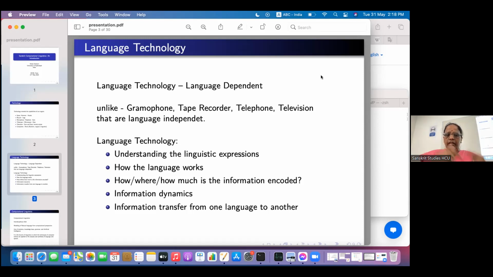Whereas in language technology, we are now processing the linguistic expressions. We are no more interested only in the phonemes, but in what those phones represent, what the combination of phones leads to as a word, what that word means, and when words are joined together to form a sentence, what that sentence means, etc. These are the major issues which language technology was more interested in.